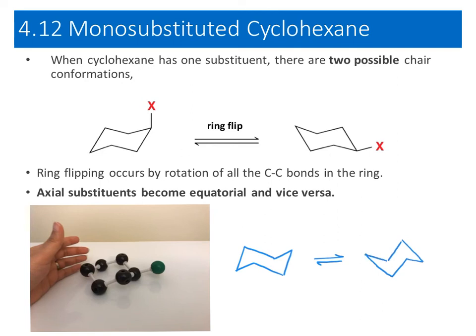So for example, if I have a substituent right here in the axial position, let me number the carbons. So it is carbon 1, 2, 3, 4, 5, 6. So this position, that was the carbon 1 that was pointing up, now it is pointing down. So it's going to be 1, 2, 3, 4, 5, and 6. And the chlorine becomes in the equatorial position.